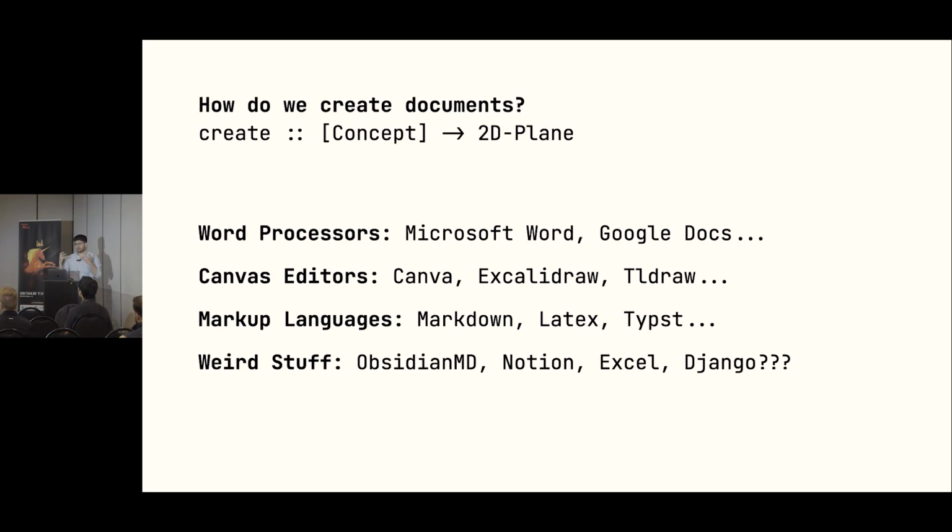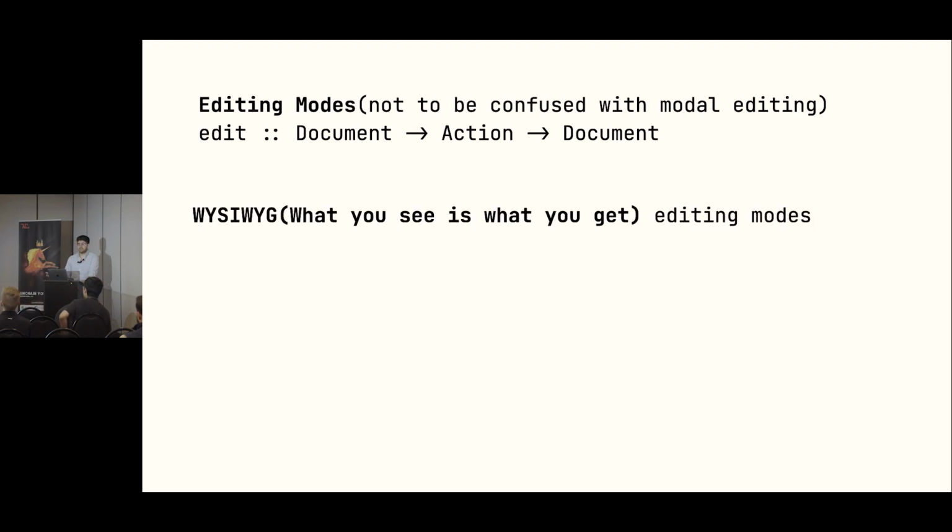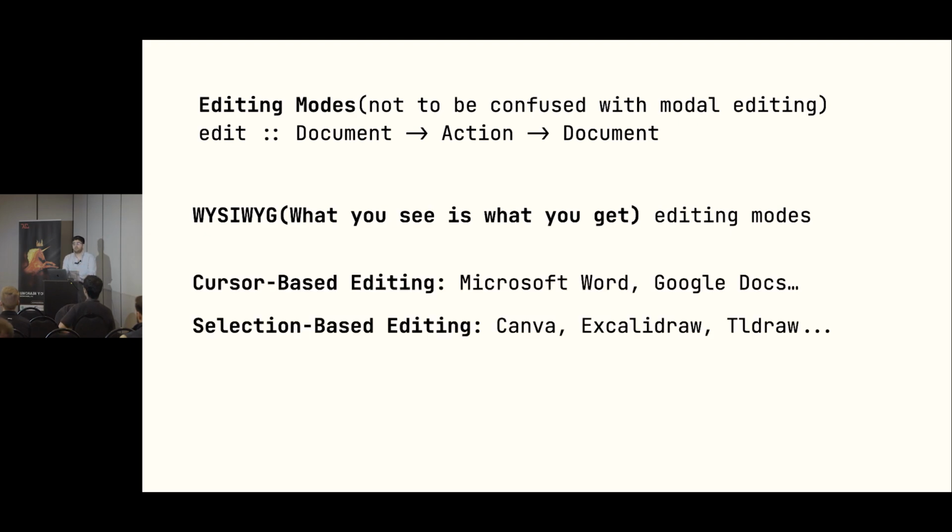So I have roughly 4 categories here. Where do they come from? How did I come up with them? The way I categorize these different types of document processors is by dividing them into camps based on how you edit documents with them. It's what I call an editing mode. An edit, in this model, is: you have a document, you apply some action on it, and you get another document back. So in a what-you-see-is-what-you-get editor, there are 2 major editing modes.